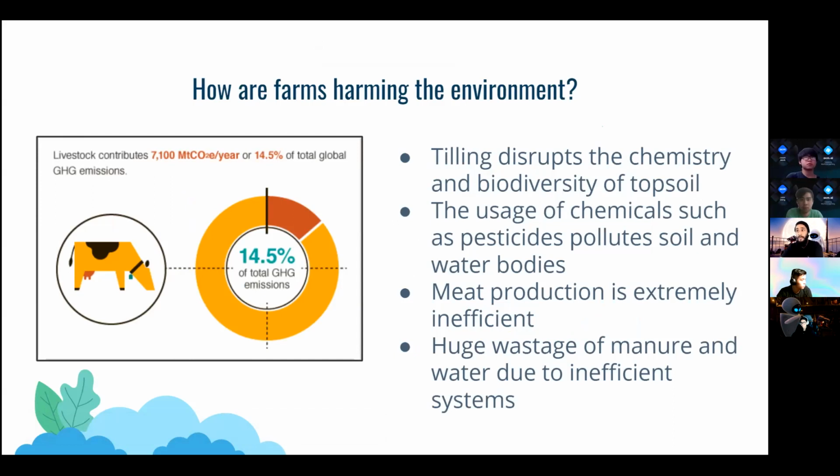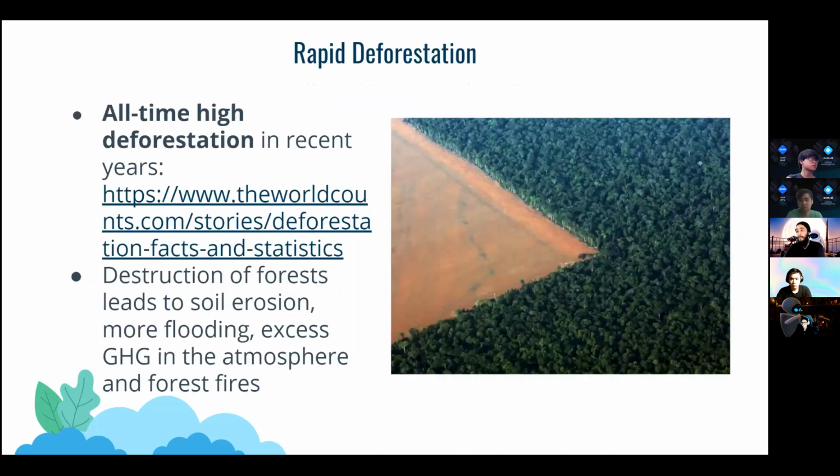Also, meat production and rearing livestock is very inefficient. There is a stat that around 3.2 pounds of grains are needed to make 1 pound of chicken meat, and that is the most efficient meat. And there's also huge wastage of manure and water due to inefficient irrigation systems, especially in developing countries. Next, I'll cover issues about deforestation.